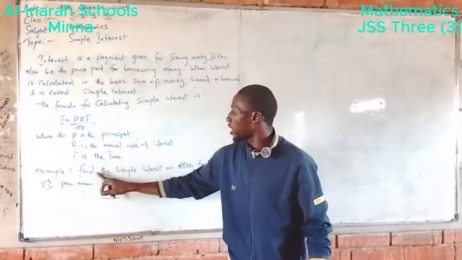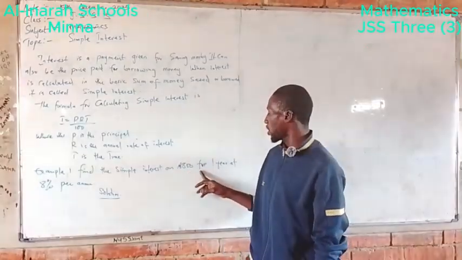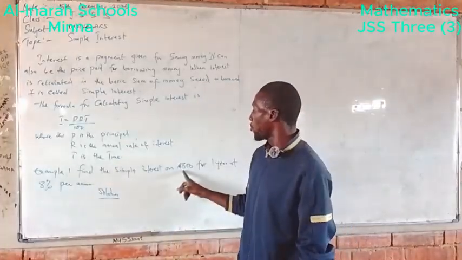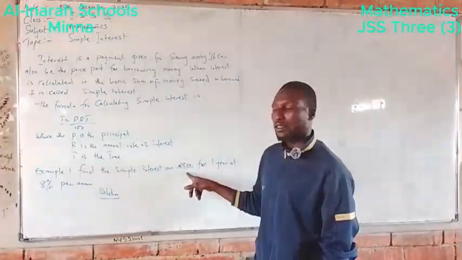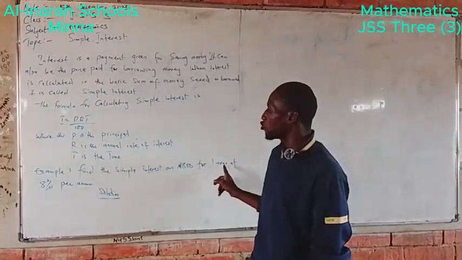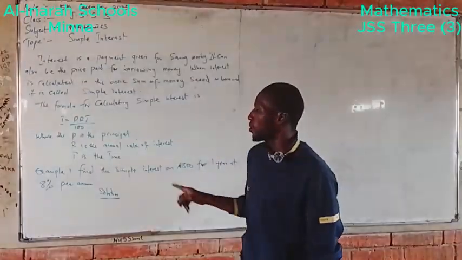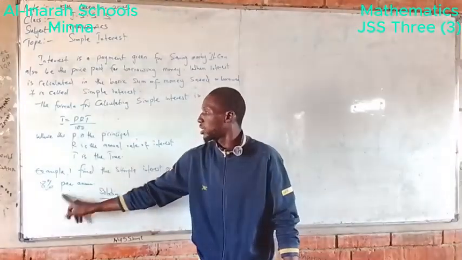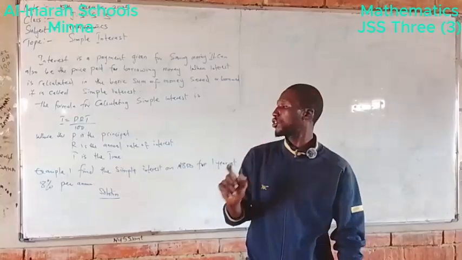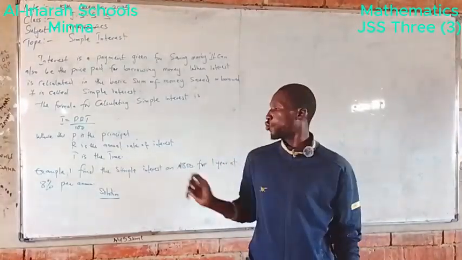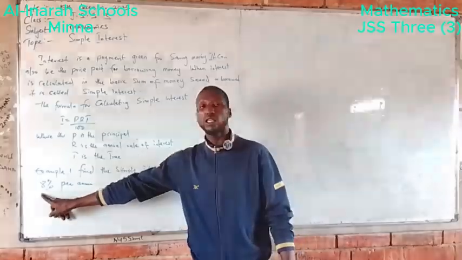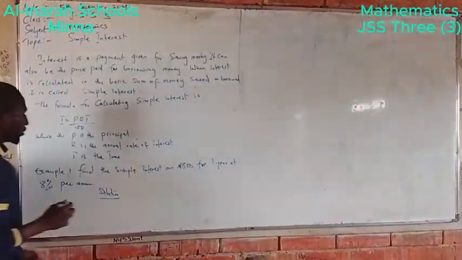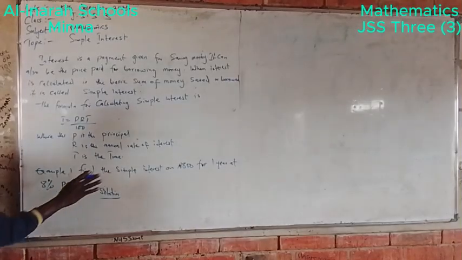Now, example 1: find the simple interest on 800 naira for 1 year at 8% per annum. You have to borrow 800 naira, but you have to pay back in 1 year's time. But there is interest attached to it, which is what? 8%. Now, we want to calculate the simple interest on 800 naira in 1 year. But the percentage is what? 8% per annum.